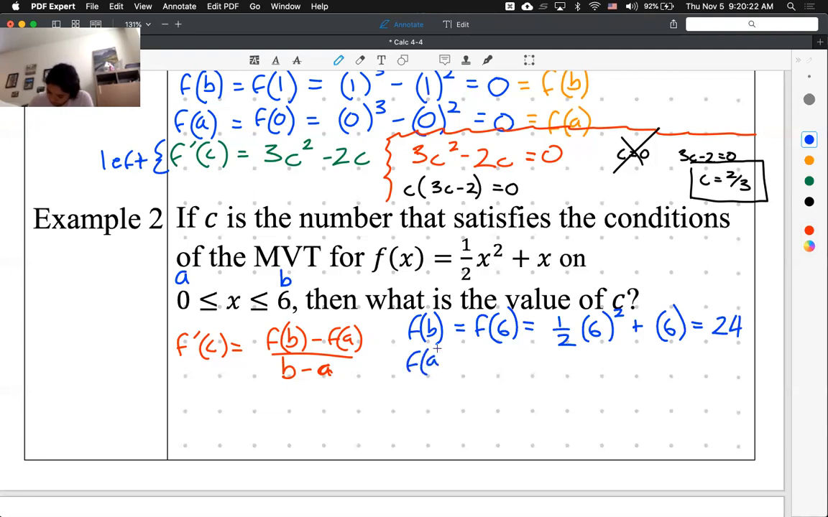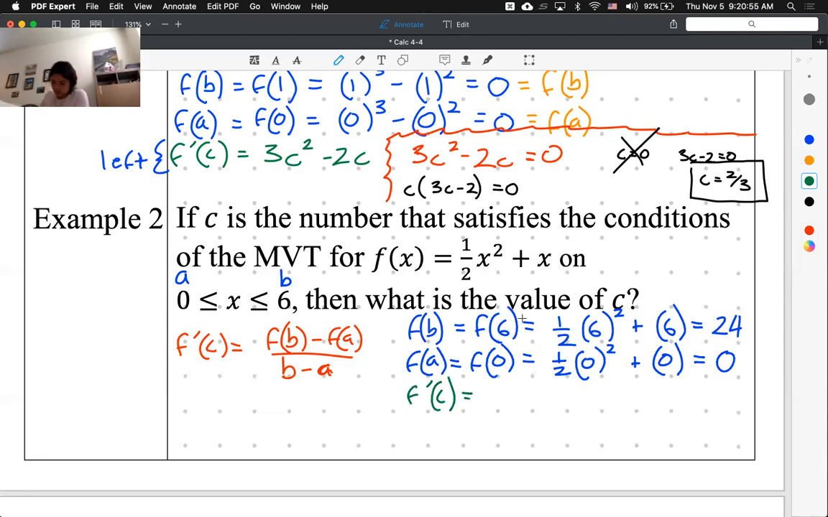Okay, let's do f of a. F of a is going to be equal to f of 0, and that means I'm doing 1/2 of 0 squared plus 0. And Teflon, what'd you get for all of this? 0 squared times 1/2 plus 0 is 0. Yep. All right, so we can fill in our equation almost. I still need to find what's f prime of c. So let's do that in a different color. F prime of c.